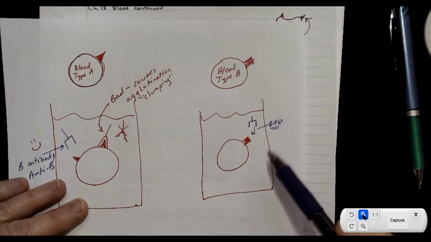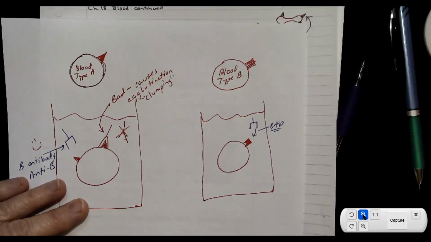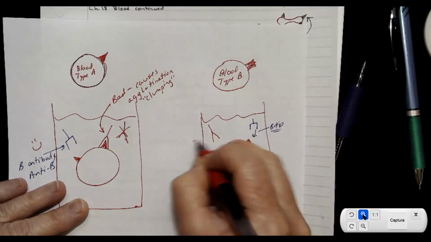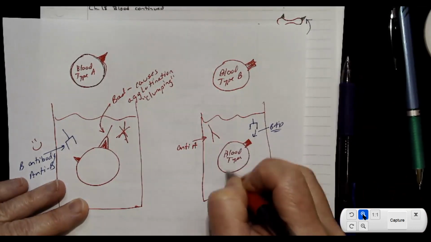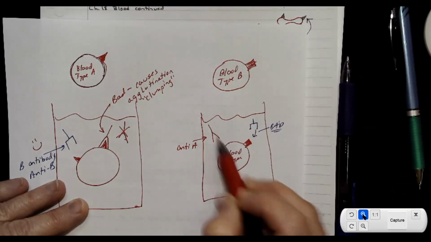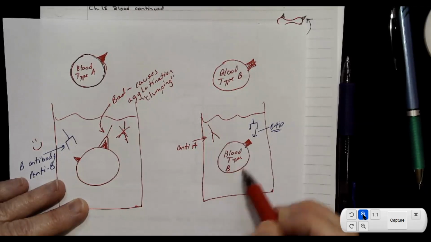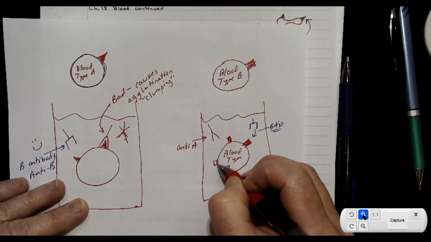So if I were to ask you what kind of antibodies would you find in blood type B, the type you would find would be anti-A. So this is anti-A. This is blood type B. So these are compatible, all right? Why? Because this will not cause clumping. The antibodies will not stick on all of the little antigens of type B. So hopefully this makes sense to you guys, all right?